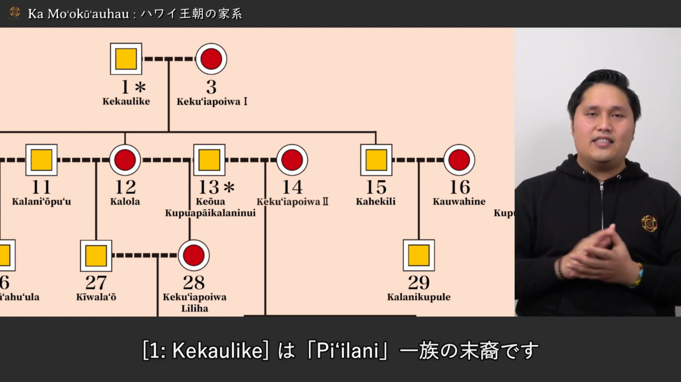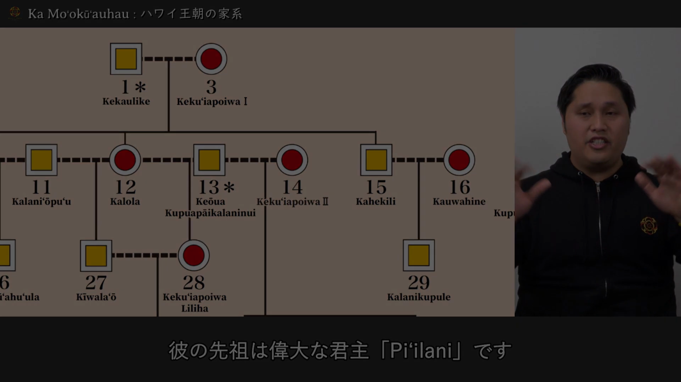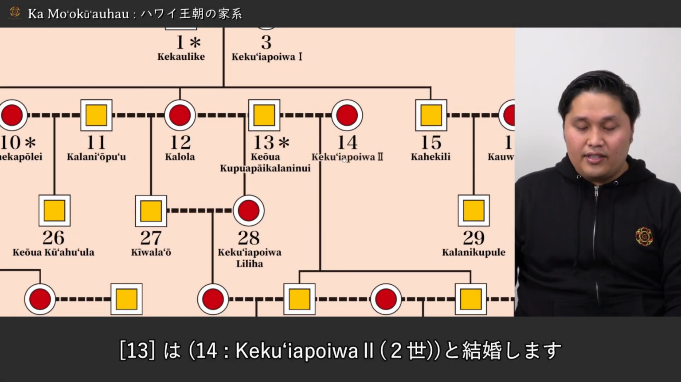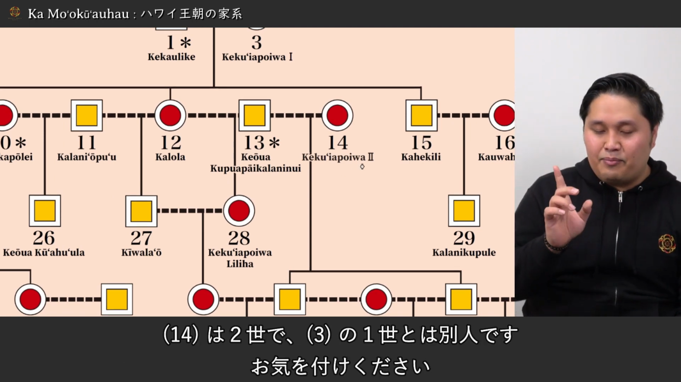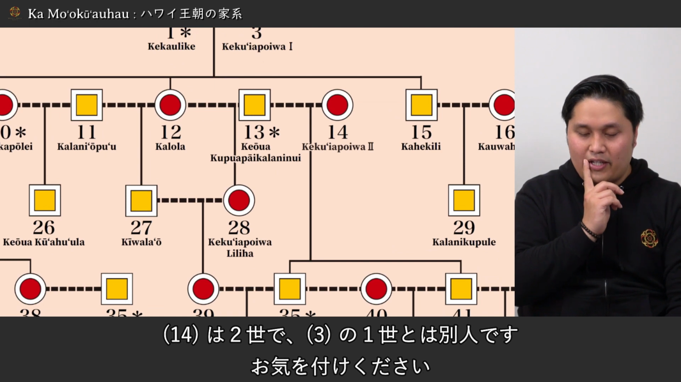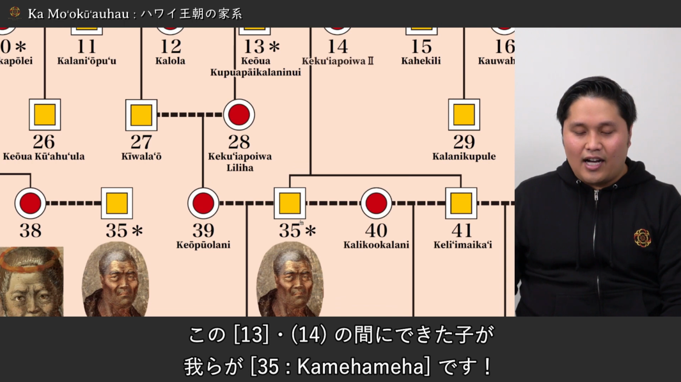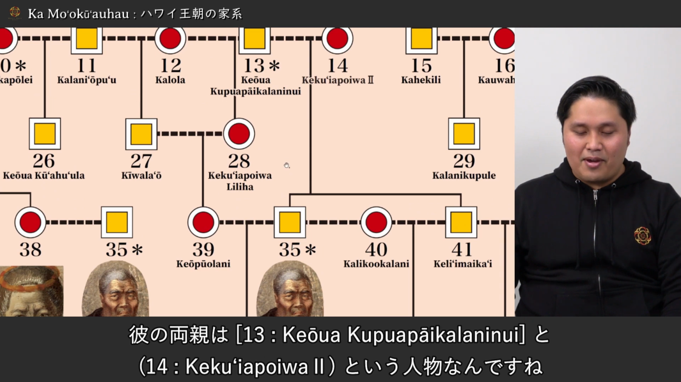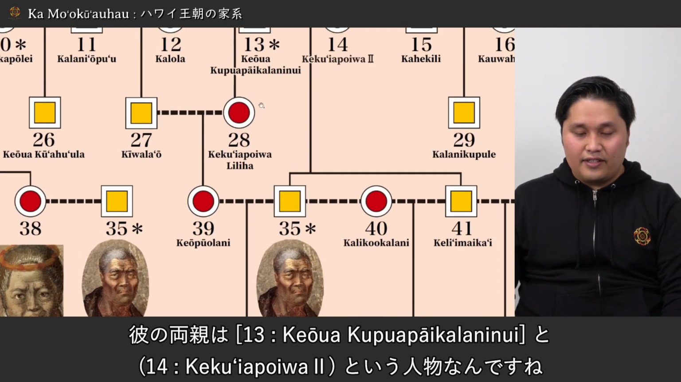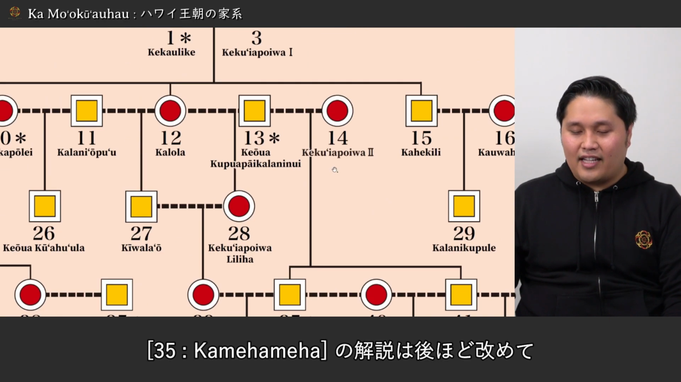So Kekaulike is a descendant of the Pi'ilani family. His ancestor Pi'ilani was a great chief. But number 13 marries another chiefess, Kekuia Poiva II. So it's not number 3, it's not that one, it's a different one. Just be careful. They have a child, and that child is Kamehameha. Number 35, so Keaua. Kamehameha is the son of 13, Keaua Kupua Pai Kalani Nui, and number 14, Kekuia Poiva II. Kamehameha, we're going to come back to that guy, definitely.